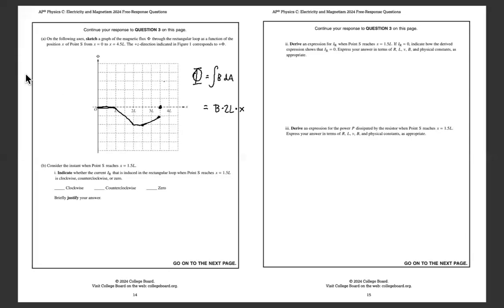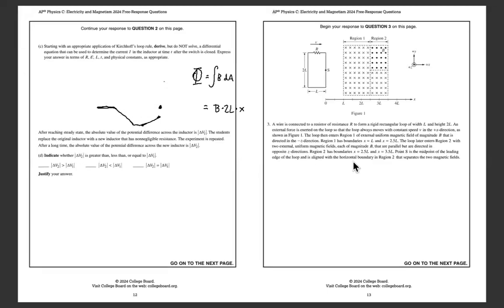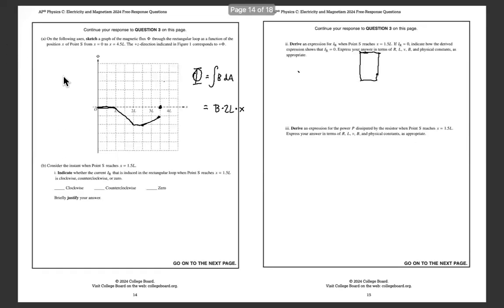Because if you go back over here, if the rod is located right here, for example, between 2L and 3L, you have, I would say, about 3/4 of the flux. And then when it goes from 2.5L to 3.5L, you would have no flux in it. I hate these questions.